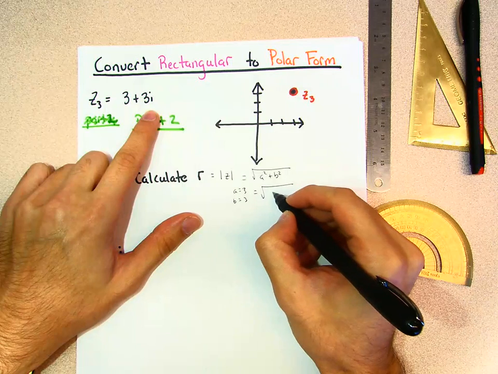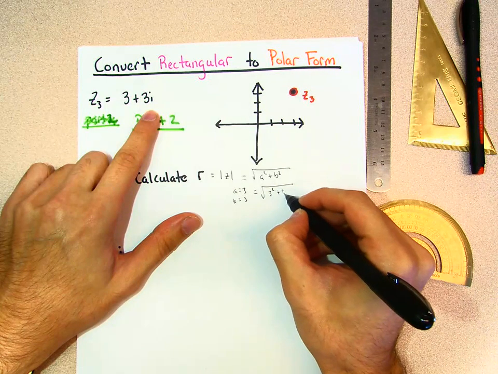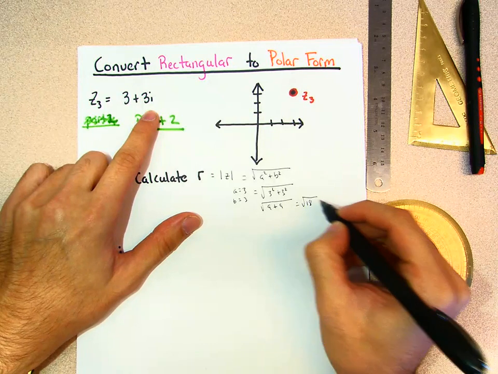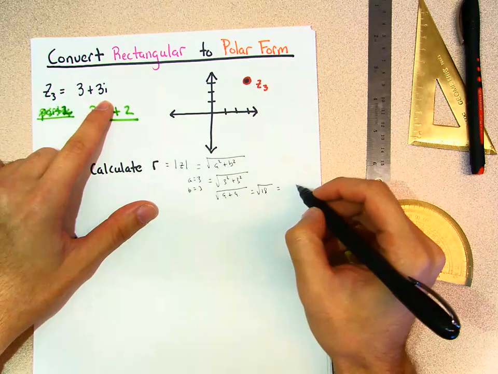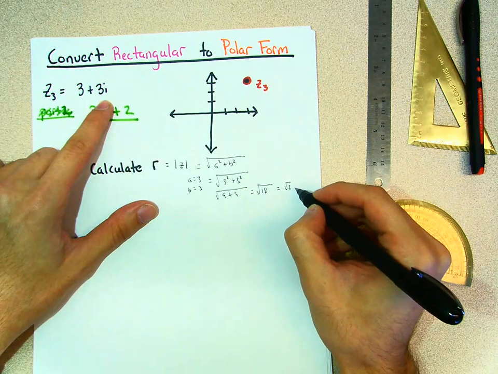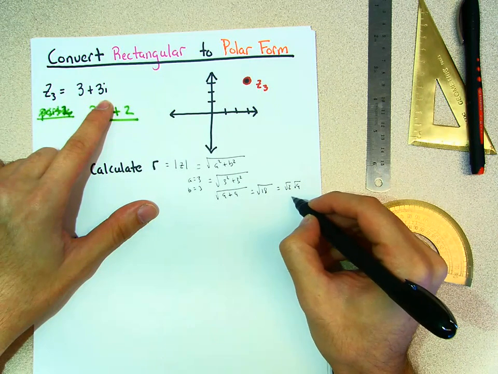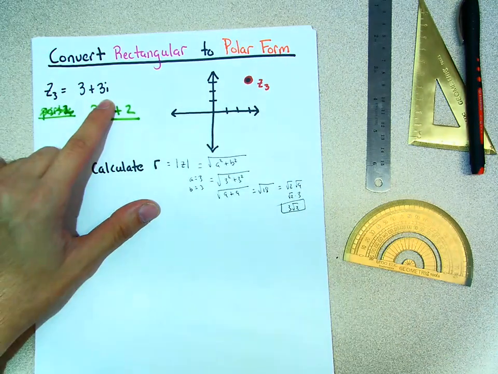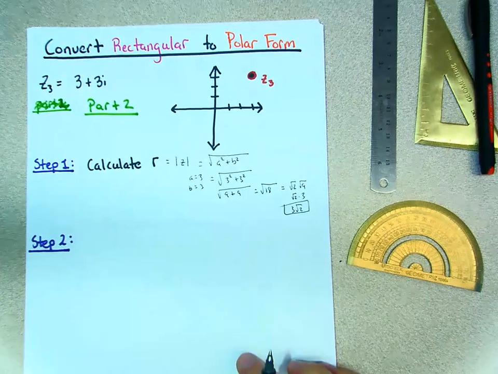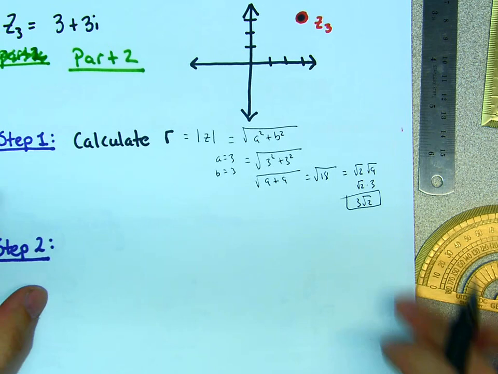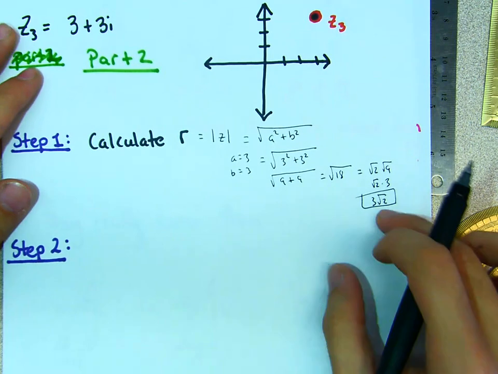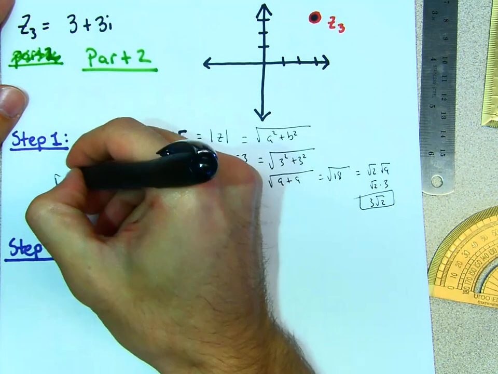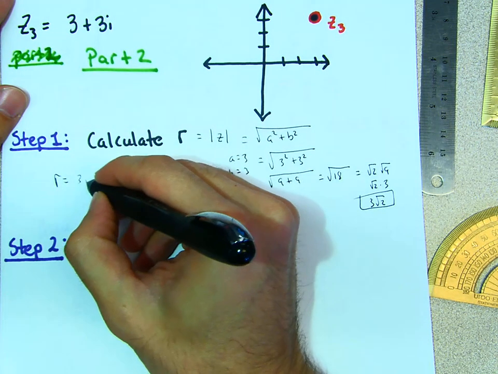So that's equal to 3 squared plus 3 squared, which is equal to 9 plus 9, which is equal to the square root of 18, which is equal to radical 2 radical 9, which is equal to radical 2 times 3, which is equal to 3 radical 2. Okay? So that is our r value. We have to get kind of used to this if we have a weird or irrational number as r. So here r is equal to 3 square root of 2.